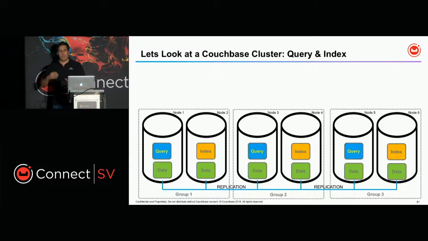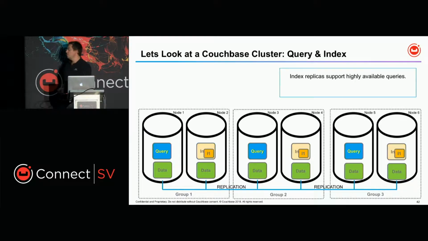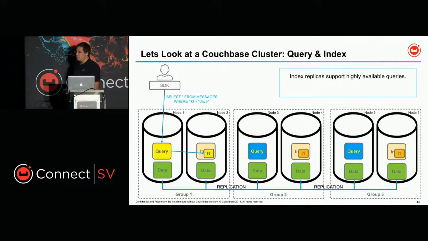So when you do a query, it goes to the indexer and so forth. One thing we also support is index replicas. You can define replicas for an index, and when an index goes down, the query engine will go to the replica automatically. So imagine the SDK is doing a N1QL query. Here we have select star from messages where to equals Dave.